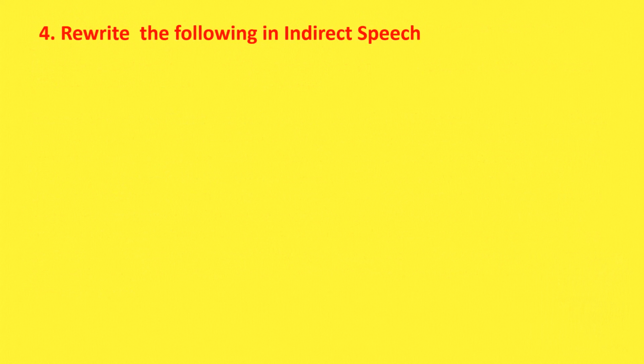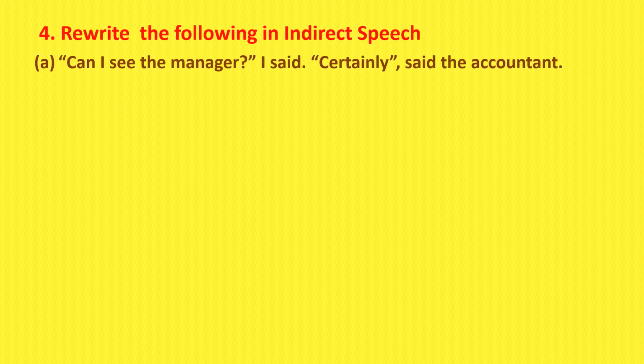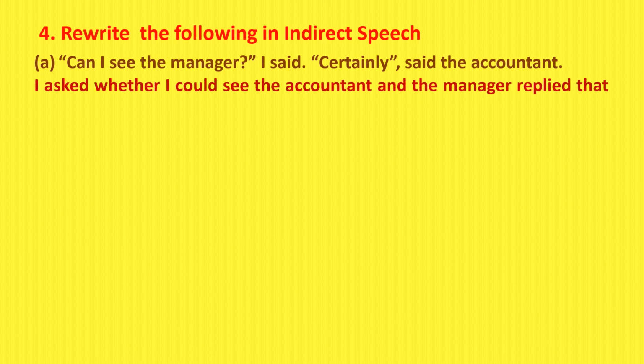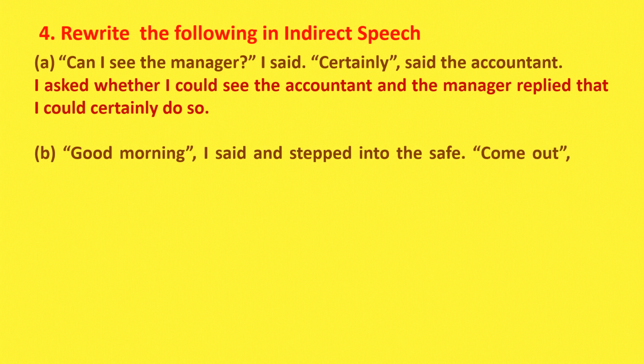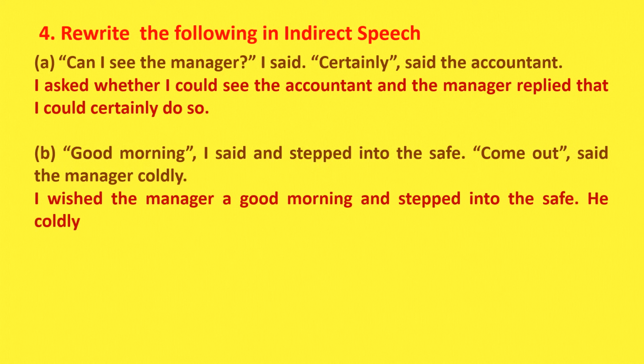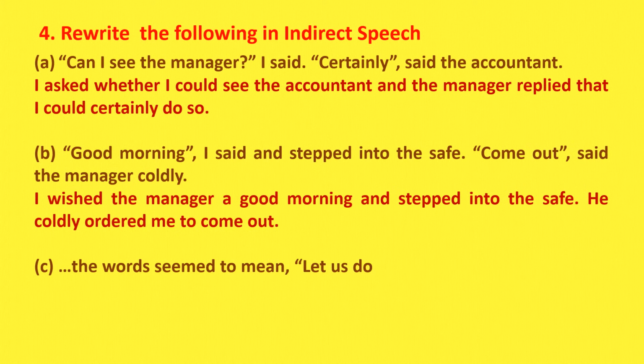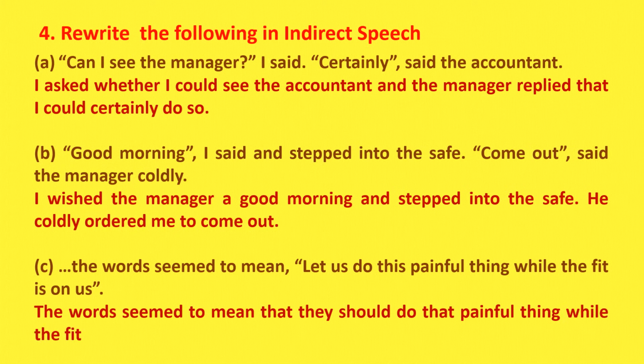Rewrite the following in indirect speech. Can I see the manager? I said. Certainly, said the accountant. I asked whether I could see the accountant and the manager replied that I could certainly do so. Good morning, I said and stepped into the safe. Come out, said the manager coldly. I wished the manager a good morning and stepped into the safe. He coldly ordered me to come out. The words seem to mean, let us do this painful thing while the fit is on us. The words seem to mean that they should do that painful thing while the fit was still on them.